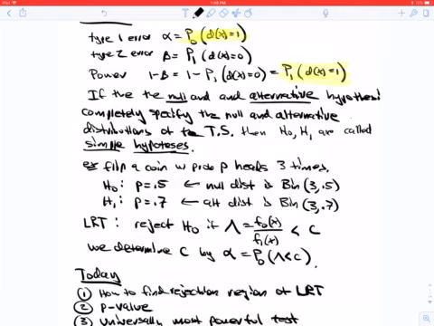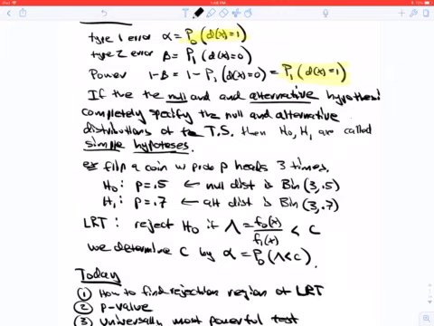I just want to make a note that a simple hypothesis is when your null and alternative hypothesis are for particular specific values of theta. So for example, if you flip a coin with probability p heads 3 times, by saying that for the null hypothesis p is 0.5 and for the alternative p is 0.7, that's an example of a simple hypothesis.